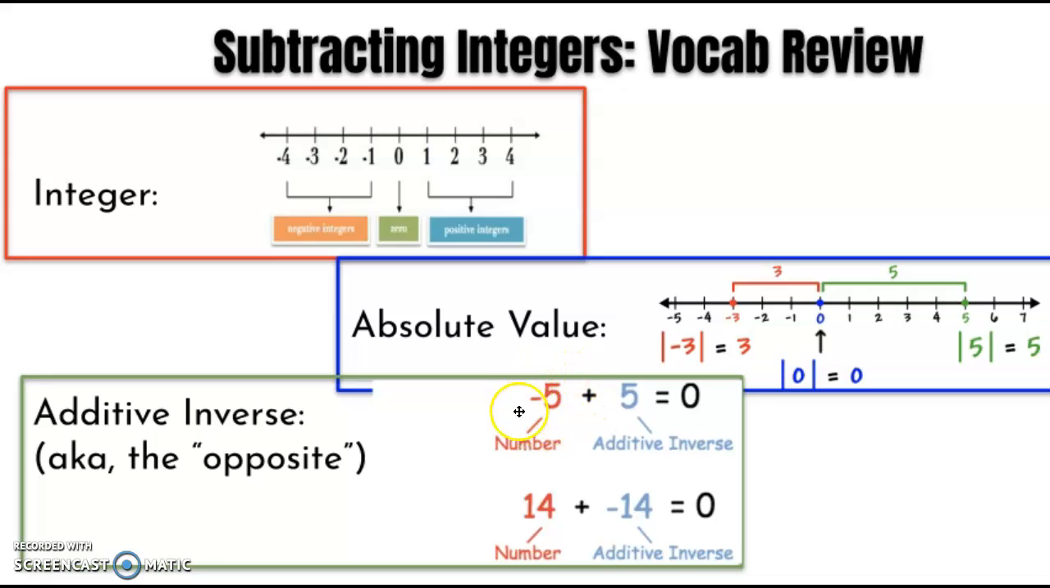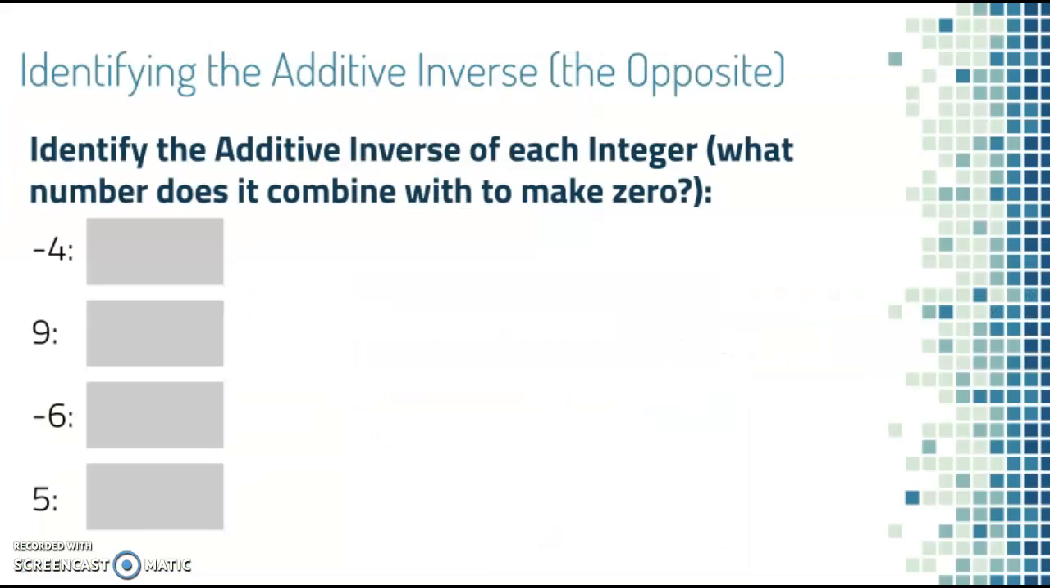So -5's additive inverse is +5. +14's additive inverse is -14. It's the number that you add to an integer to make 0. You might notice that it is also that number's opposite. So basically, additive inverse and opposites are synonyms. In your notes, let's just do some quick review. Go ahead and fill out these 4 problems here where you are identifying the additive inverse of each integer.